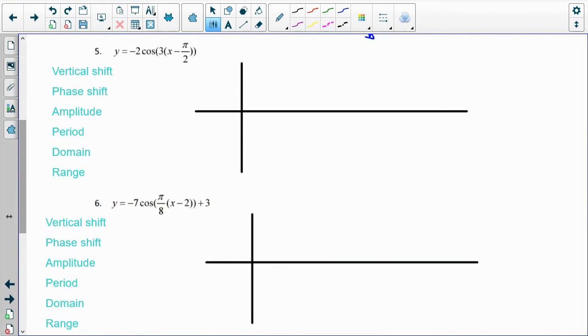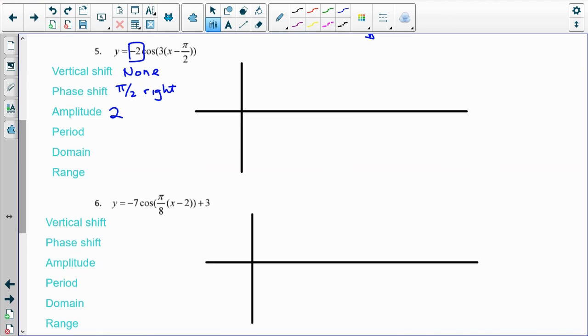Number 5, -2 times cosine of 3 times x minus pi over 2. There is no vertical shift. The phase shift appears to be pi over 2 to the right, or plus pi over 2. The amplitude is 2. Notice that we have a -2 there. But even though it's negative, that doesn't change the amplitude. It's just going to change how the graph looks.